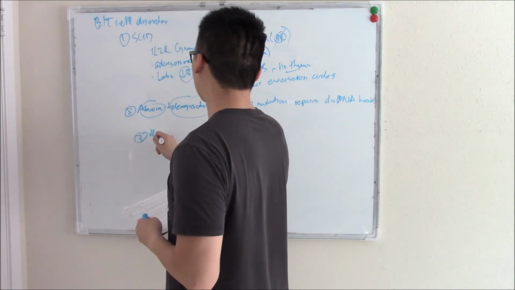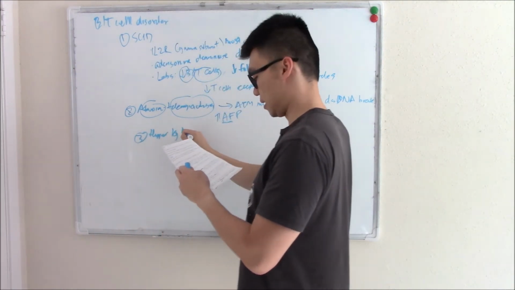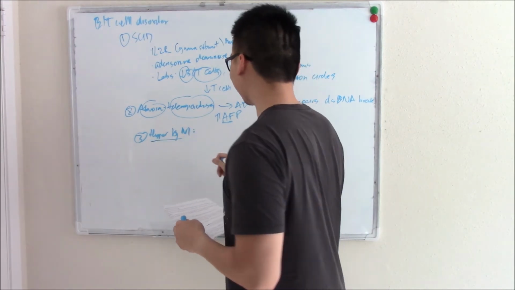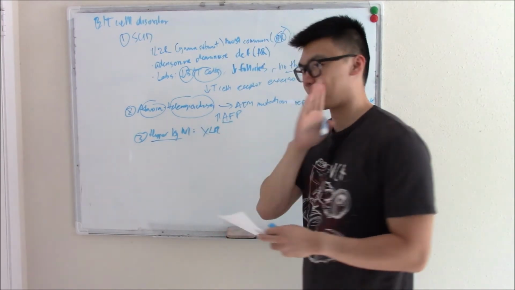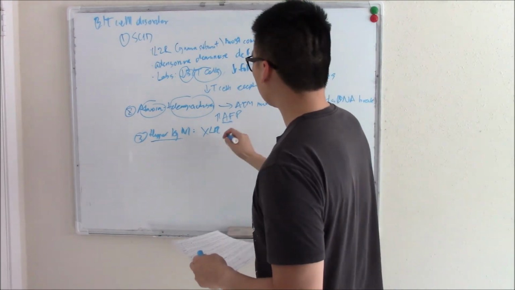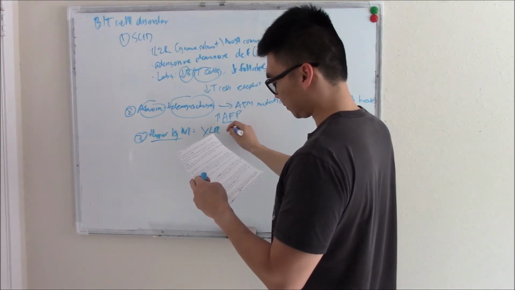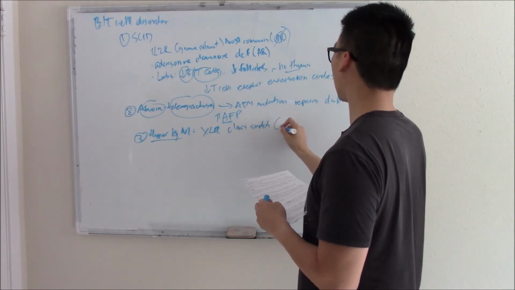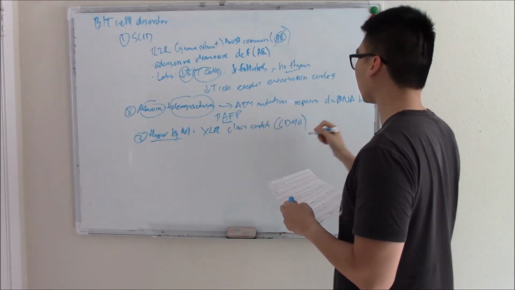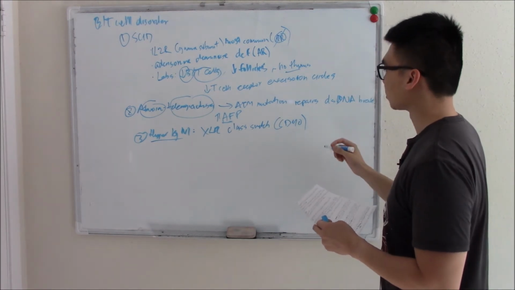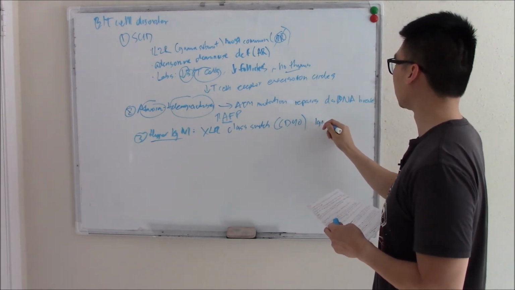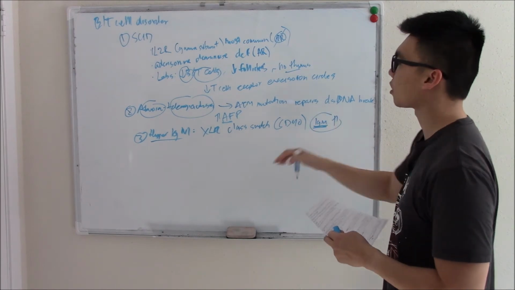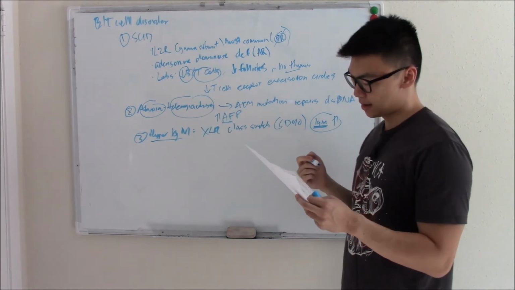Third one, hyper IgM. What do you think this is? It's X-linked recessive, aka only found in boys. It's a problem with class switching. In particular, it's a problem with your CD40. So you can't class switch, and so your IgM, your default, just stays there, normal or increased. That's why I call it hyper IgM.